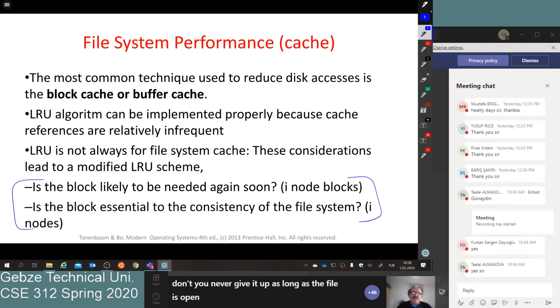So in that case, why do I need another copy of the inode in my cache? Even though I am using the inode a lot, maybe I should not keep it in my cache because it is already in my memory. And sometimes some blocks are so important to be kept in my cache because if the system crashes and the block is modified but not written to the disk, then my file system will be in an unstable situation. So these are the two things.